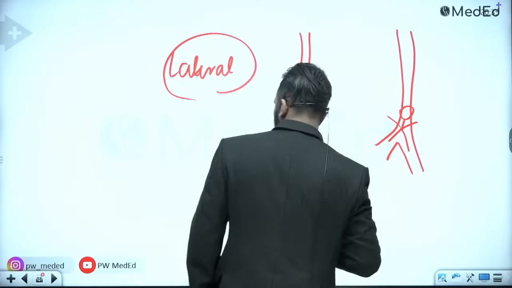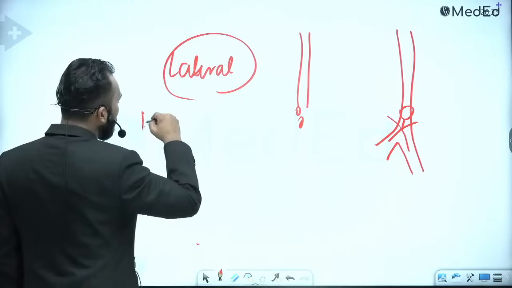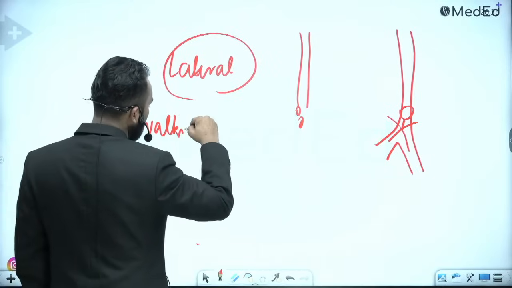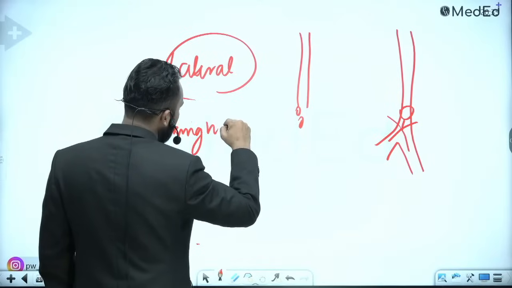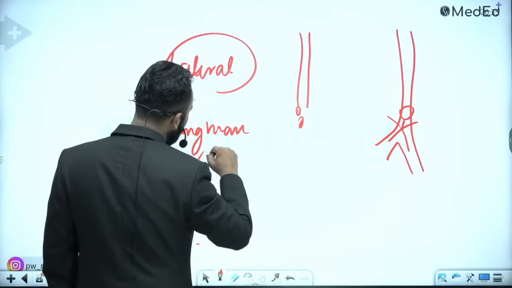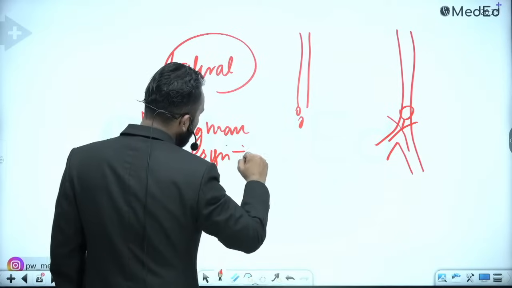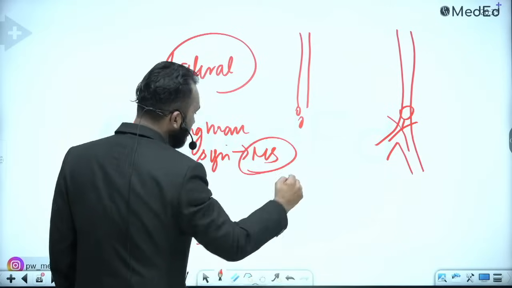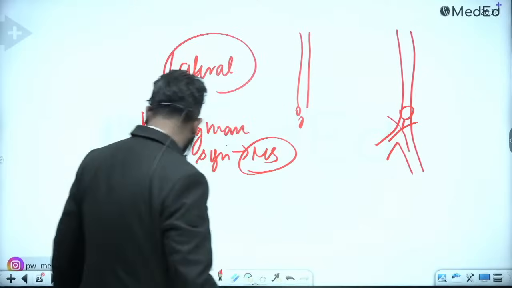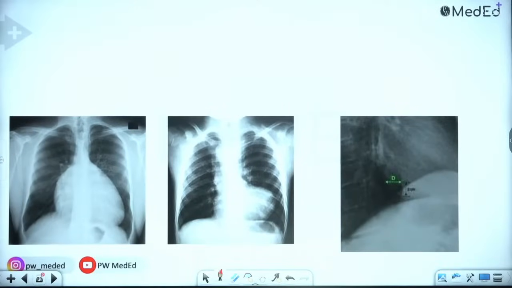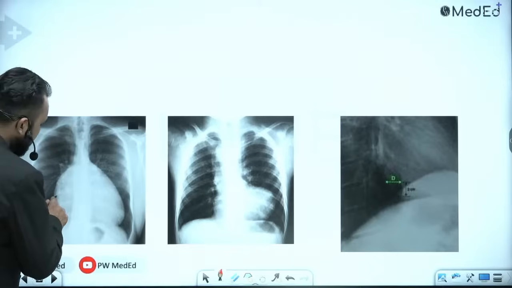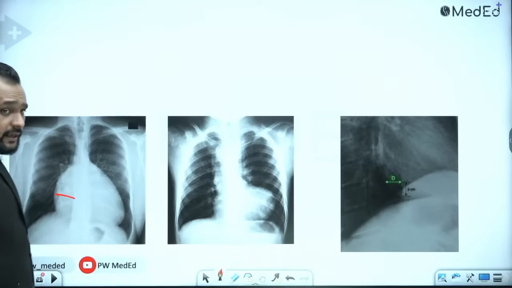Walking man sign. So just remember that the walking man sign is seen in the lateral X-ray of the mitral stenosis patient, in which there will be left atrial enlargement. ठीक है. सो हमने लेफ्ट एट्रियल एनलार्जमेंट के बारे में पढ़ लिया. Now let us see prominent aortic knuckle.